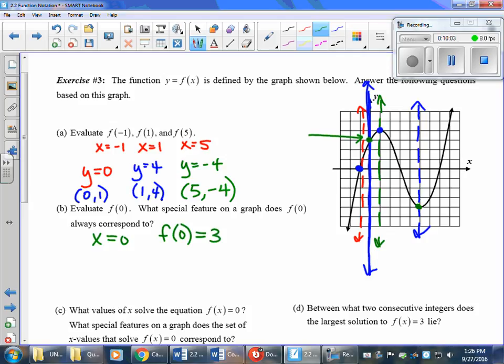And what does it correspond to? It corresponds to our y-intercept. Now you might just want to take a minute and look at that one more time, maybe rewind it and watch it again, because this gets a little confusing, but it's very important that you understand how function notation works with a graph.